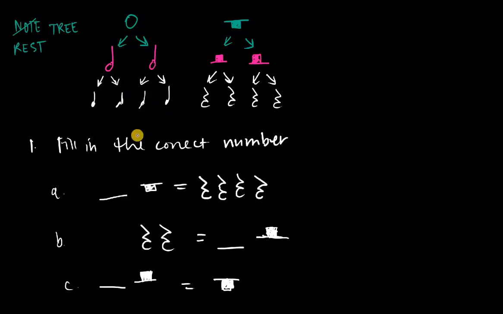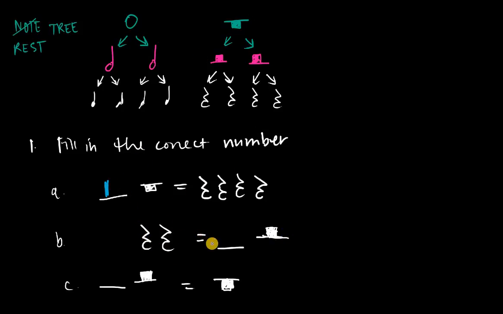Let's do one sample question. So fill in the correct number. How many whole notes is equal to 4 quarter notes? So you would look here, 4 quarter notes, well, that equals 2 half rests, which equals 1 whole rest. So the answer is 1.